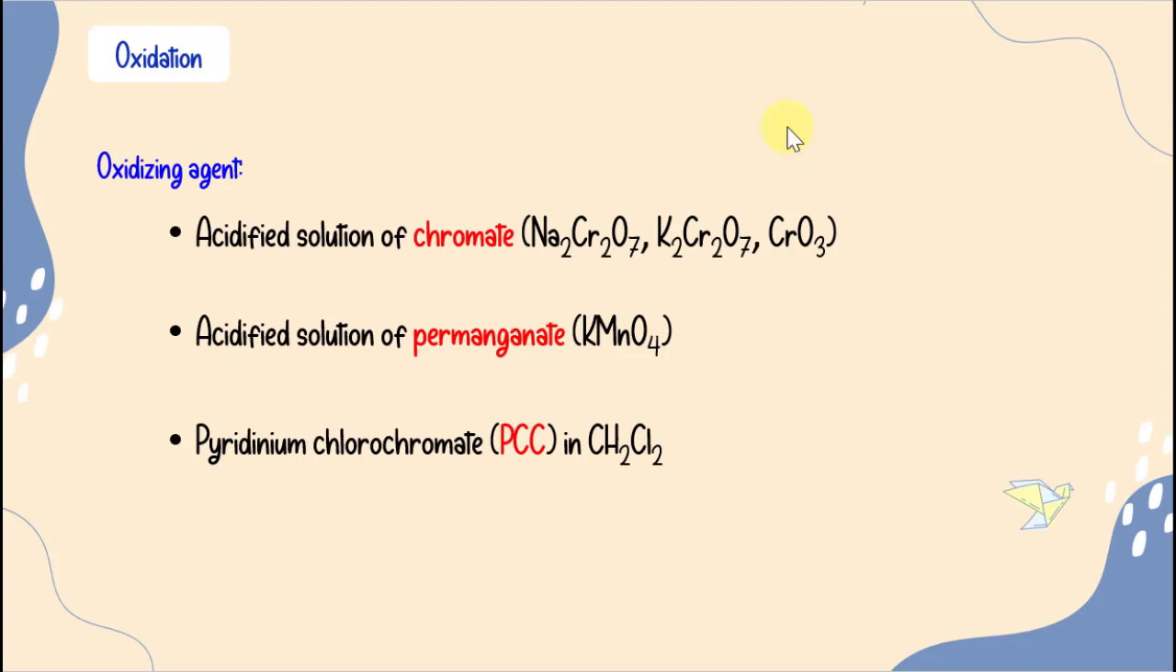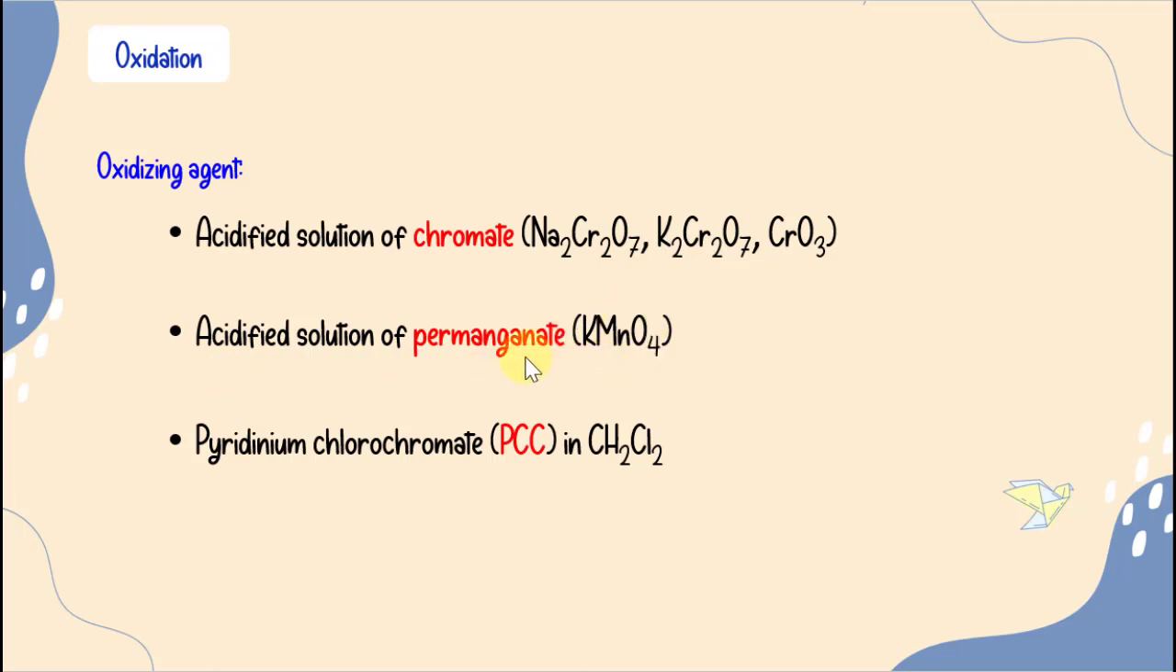Alcohols also can undergo oxidation reaction. These are 3 types of oxidizing agents that are usually used in the reaction. The first one is the acidified solution of chromate. So we have sodium dichromate, potassium dichromate, or chromic acid. And then we have acidified solution of permanganate, which is potassium permanganate.